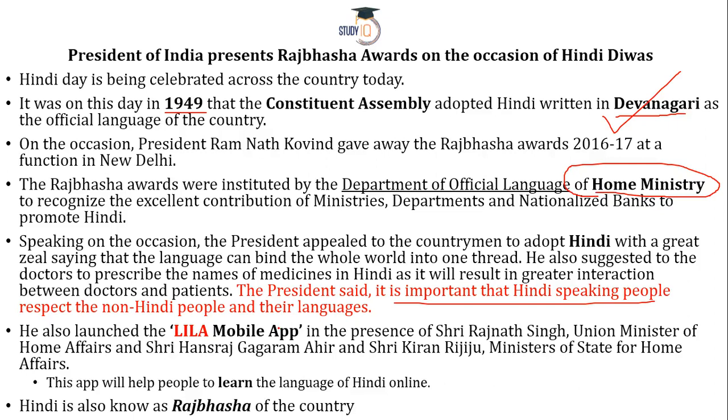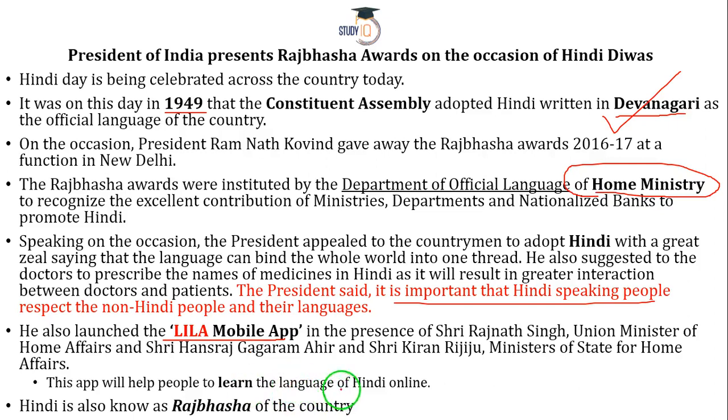Now, if anyone is interested in learning Hindi, the good news is that President has launched a mobile application called Leela. Keep this in mind as well. This is important for your MCQ sort of questions. Leela is a mobile app that will help you learn Hindi language online. If you don't know Hindi, you should give it a go.